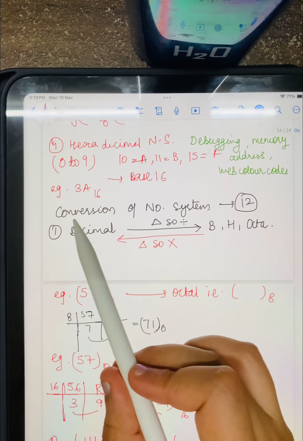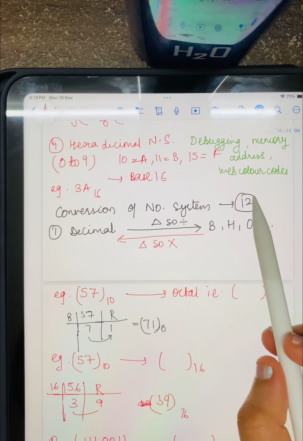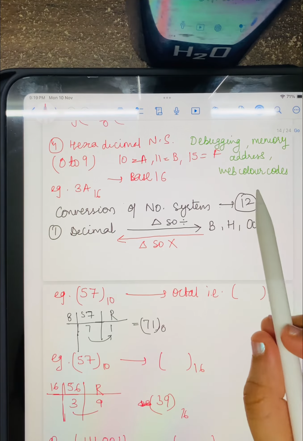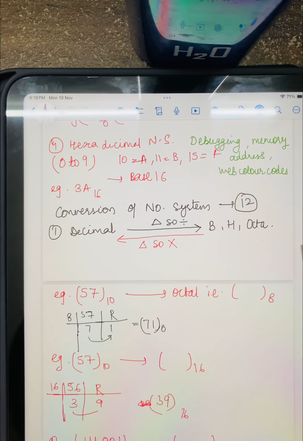Now comes conversion of number systems. There are 12 ways of conversion.